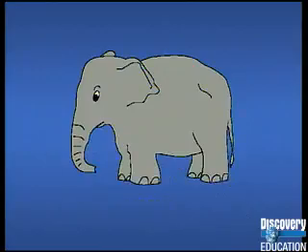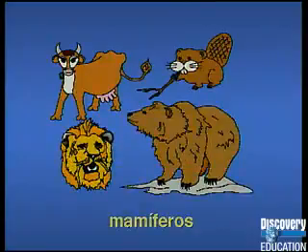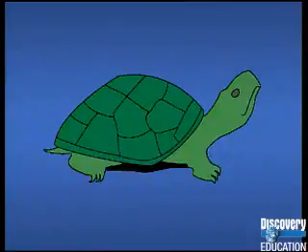Team 2. ¿Qué animal es? A la una, a las dos, a las tres. Elefante. Yeah, that one's pretty easy. ¿Y a qué grupo pertenece? A la una, a las dos, a las tres. Mamíferos. Okay. Here you go, team 1.